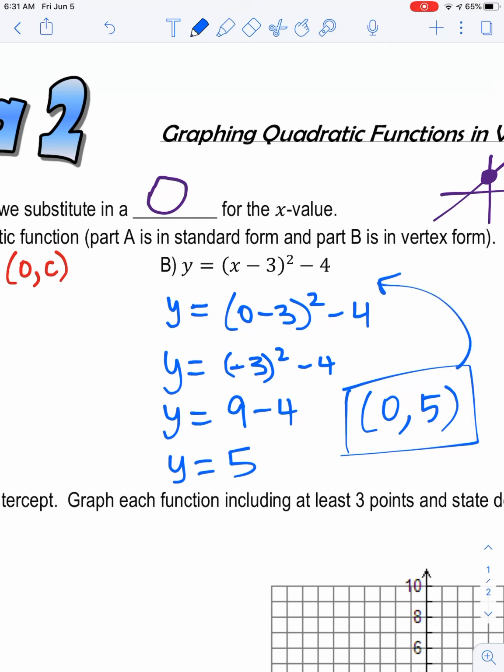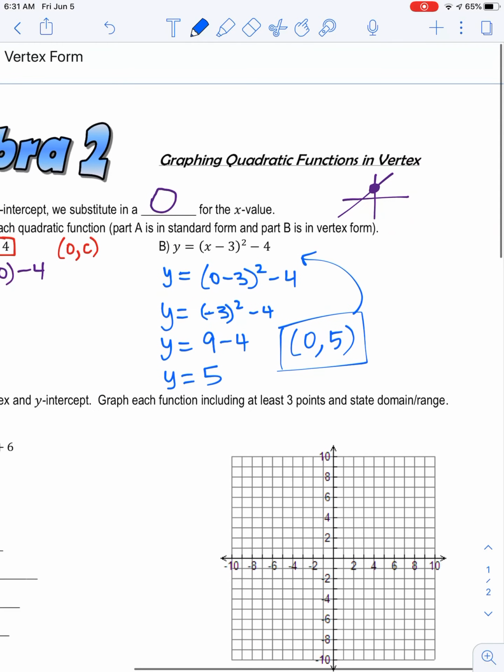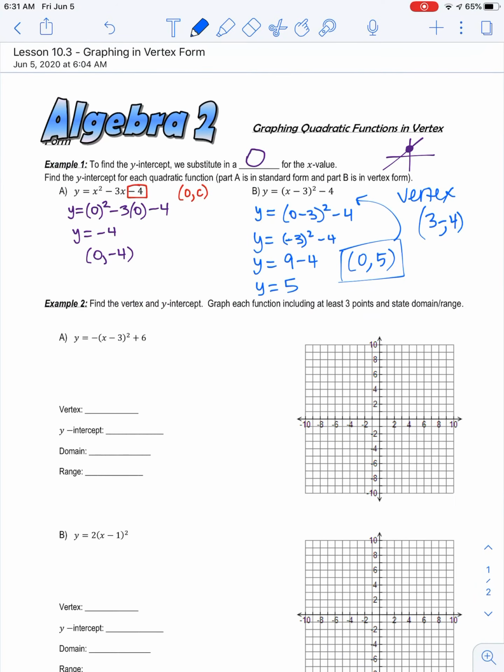Notice that you can't get that just by looking at the numbers up here. Those numbers tell you your vertex, so you know your vertex is (3, negative 4). But to get the y-intercept, you have to plug in the 0 and do the work.